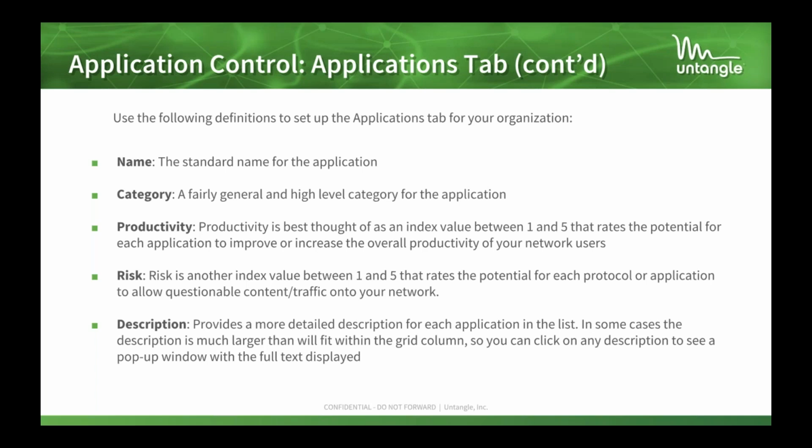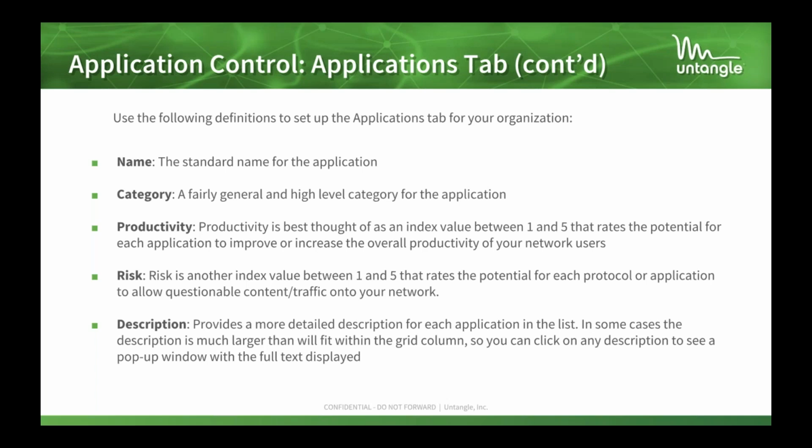Risk is another index with values between 1 and 5 that rates potential for each protocol or app to allow questionable content onto the network. So that's another one we can do. If you want to flag all mobile applications that have a risk value over 2, that's a condition we can set up. We could even throttle those, put quotas on them, lots of different stuff with Untangle's complete package.